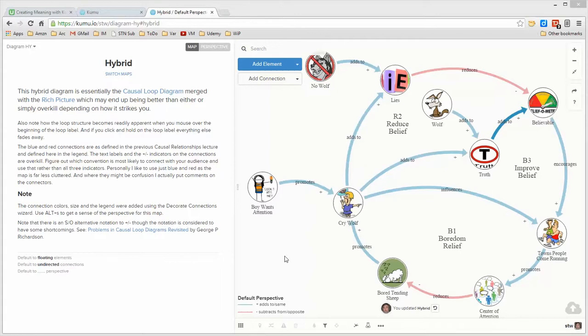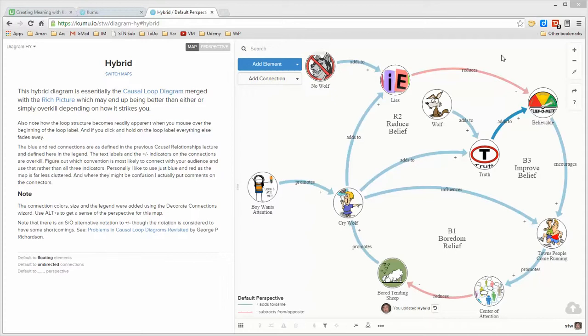My own personal preference is to cut the clutter. I don't use the plus and minus signs, and I don't use the relationship labels. I simply use blue and red, blue to indicate the adds to or same direction, and red to indicate subtracts from or opposite relationship. And I like the images, so that when I get done, I end up with a map that is pretty clean in terms of the way it comes across.